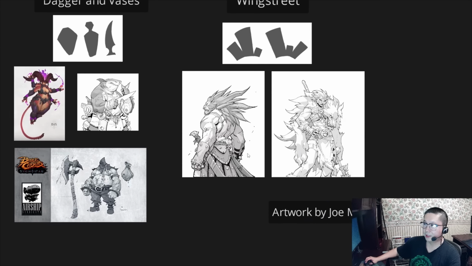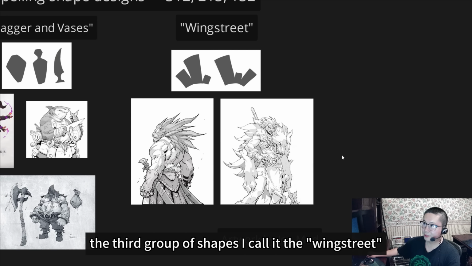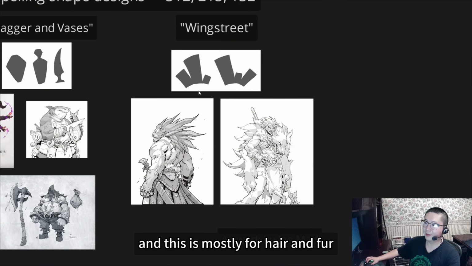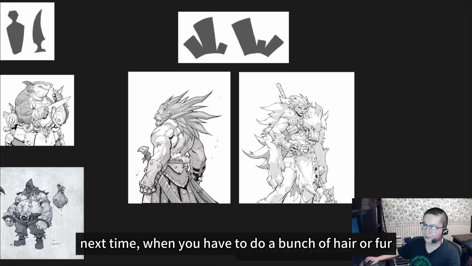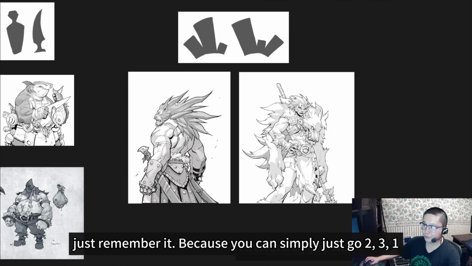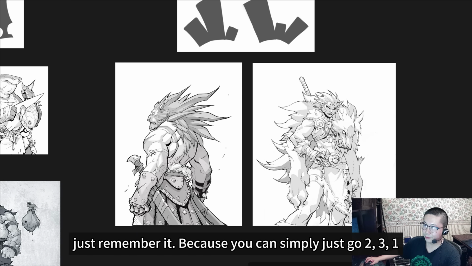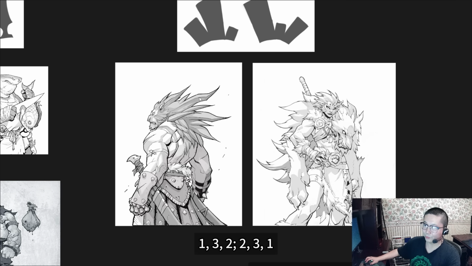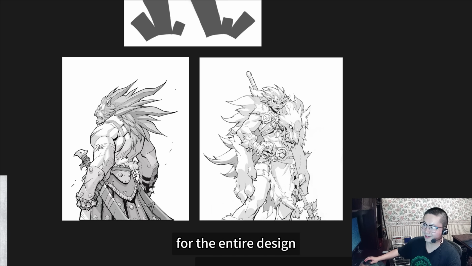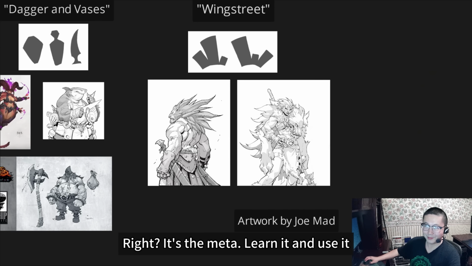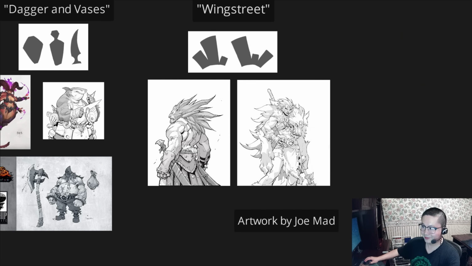Okay? And the third group of shapes, I call it the wing straight. And this is mostly for hair and fur. So here we have 2, 3, 1, or 3, 1, and 2. What does it mean? Well, next time when you have to do a bunch of hair or fur, just remember it, because you can simply just go 2, 3, 1, 1, 3, 2, 2, 3, 1. As you can see, it's just the same thing repeating over and over for the entire design. Right? It's a meta. Learn it and use it. Okay?